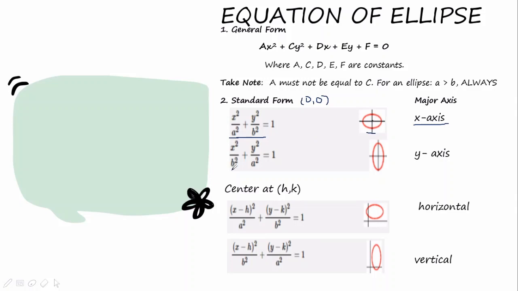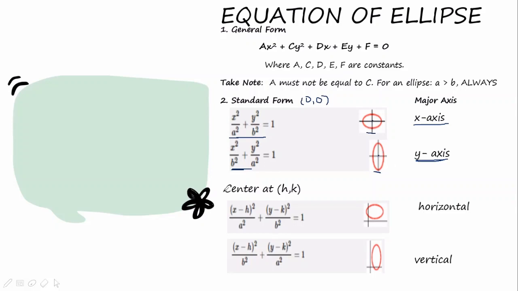Now, let's have the second equation. We have x squared over b squared plus y squared over a squared equals 1. We can use this equation if, again, our center is 0, 0, and the major axis is located at the y-axis, which is here in figure number 2. Again, the center is at the point of origin.